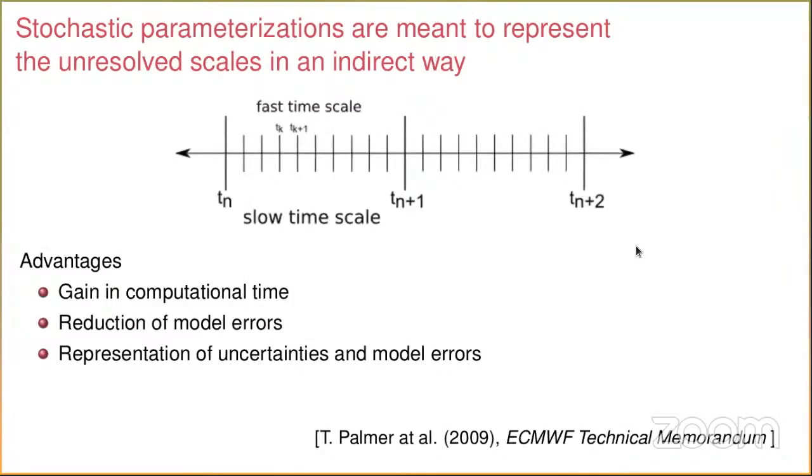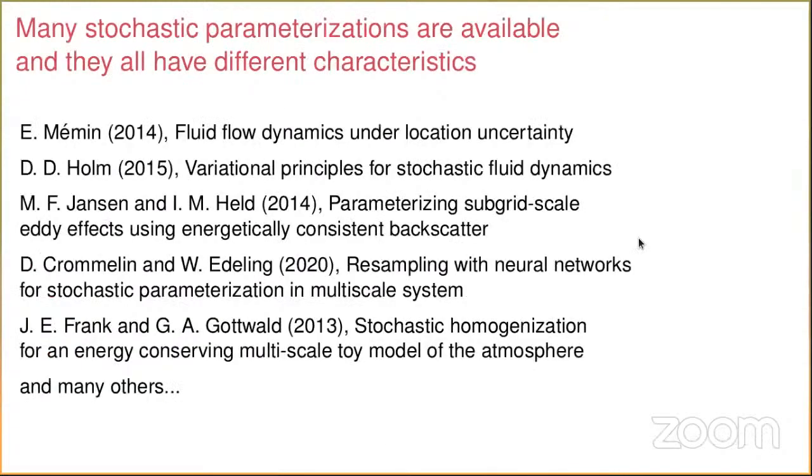Okay, so the idea of parameterization is that if we cannot resolve the fast small scales in a direct way, we can find a way to do it in an indirect way. And in particular, stochastic parameterizations exploit this time scale difference between the slow resolved scales and the fast unresolved scales to model the latter with noise. This has been shown to have some advantages, like gaining computational time and reduction of model errors. But which exactly is the best parameterization for what? Still a matter of research.